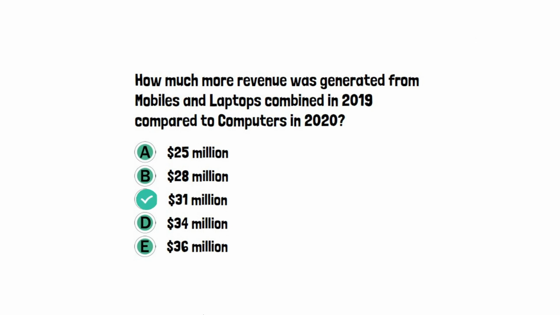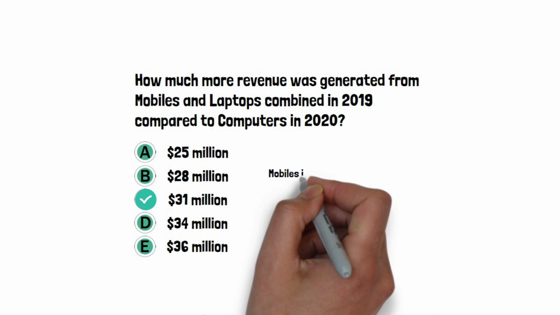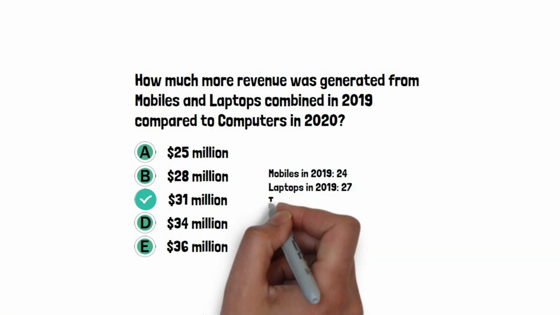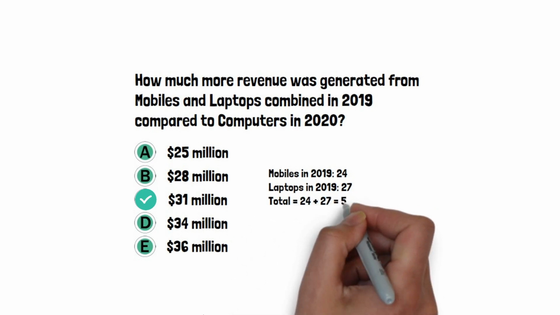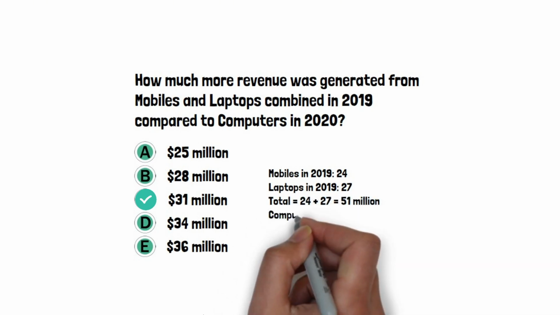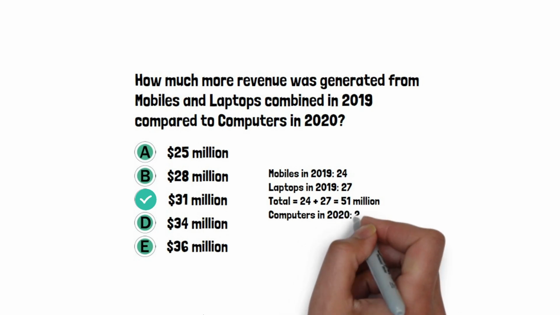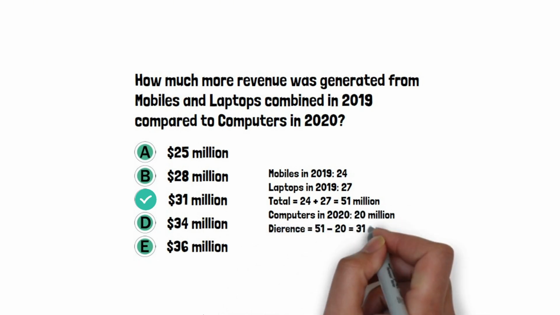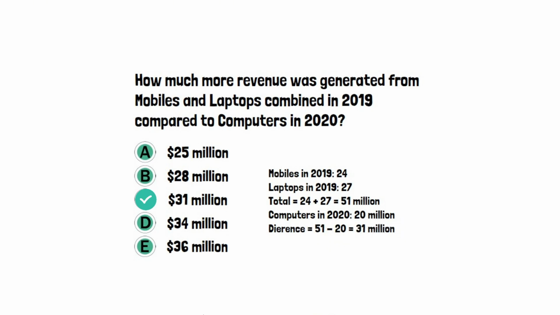Correct answer: C. $31 million. Explanation. Mobiles in 2019: 24. Laptops in 2019: 27. Total equals 24 plus 27 is equal to 51 million. Computers in 2020: 20 million. Difference equals 51 minus 20 is equal to 31 million.